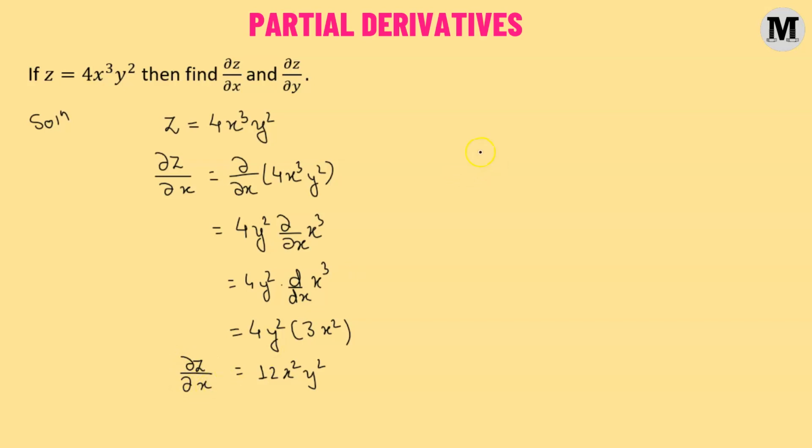Okay, let's do one thing. Let's try to find out partial of z with respect to y. Now, because we are taking the partial derivative with respect to y, only y will be treated as a variable. Everything else will become a constant. So that means partial with respect to y of our polynomial function 4x cubed y squared.